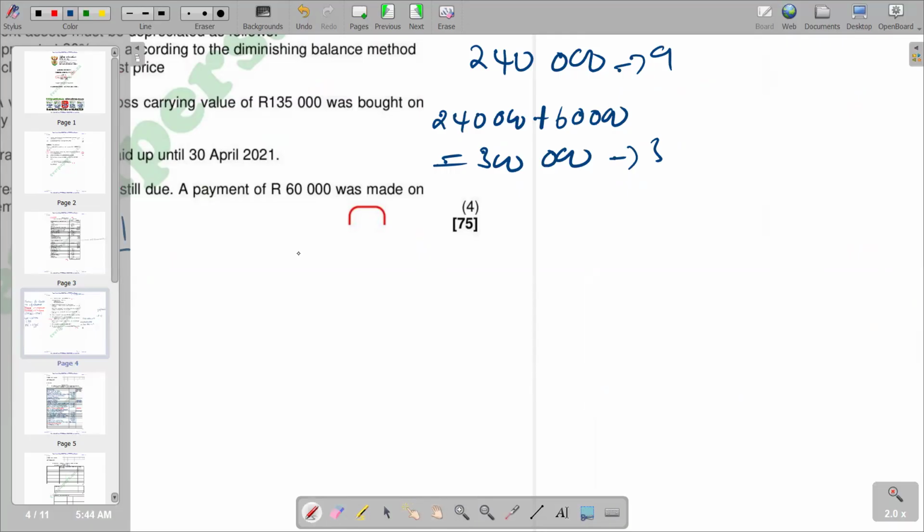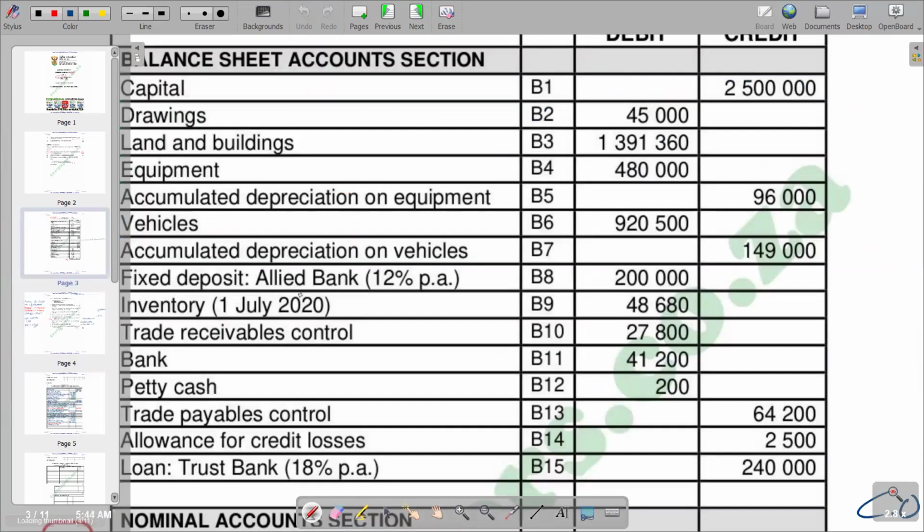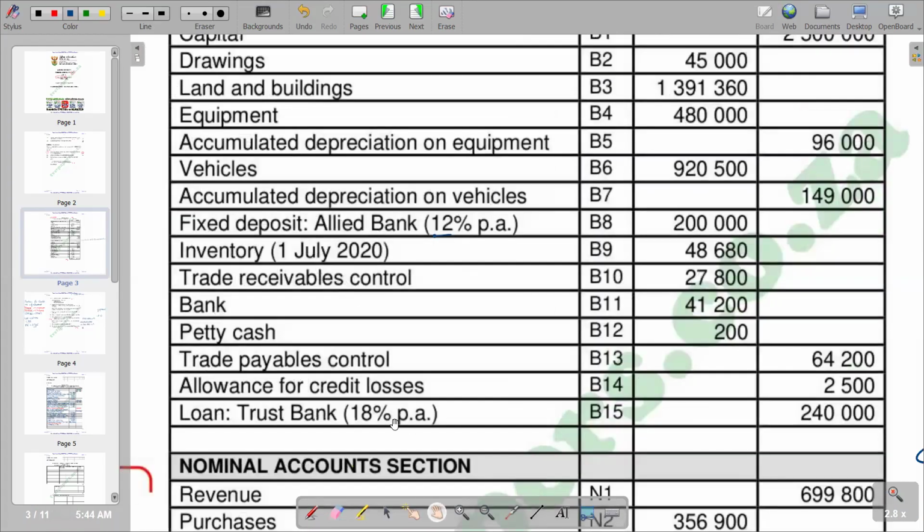So remember, the percentage for interest on loan, we are going to get it here. We are given interest 4%, but that one is the fixed deposit. Sorry, interest on loan is here: loan trust bank 18%. So we are using 18% as our interest.